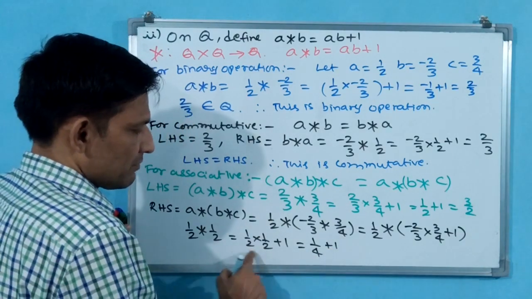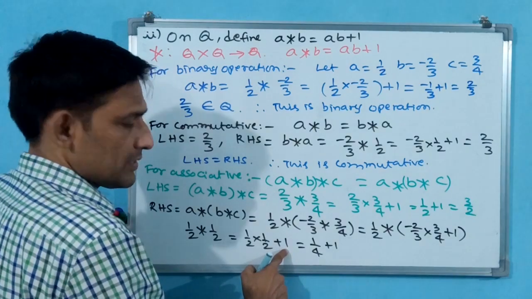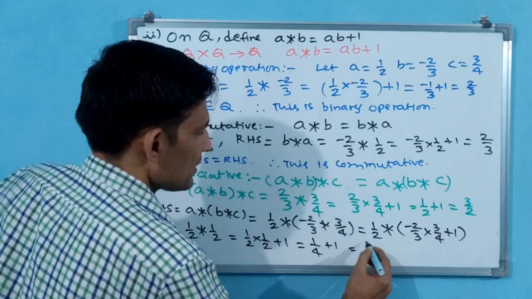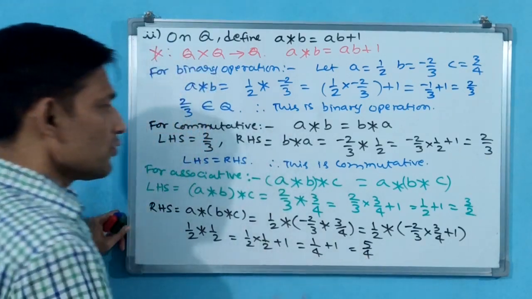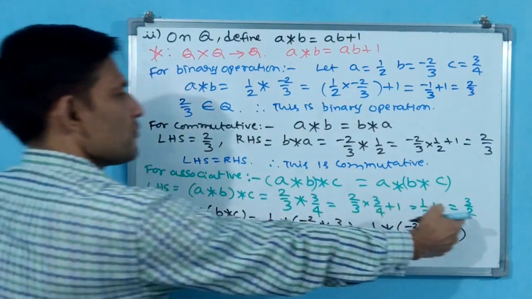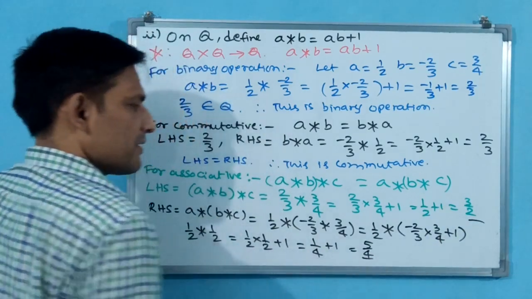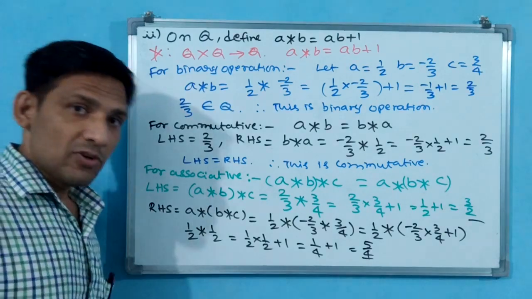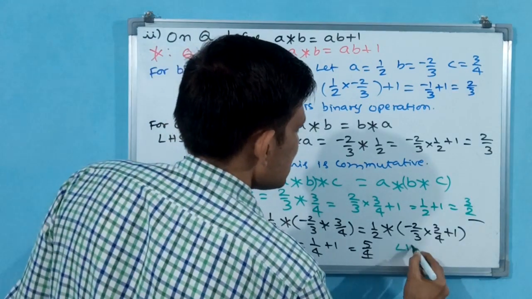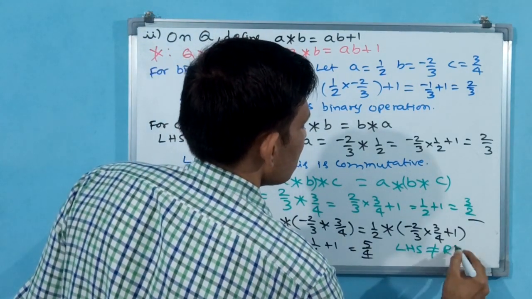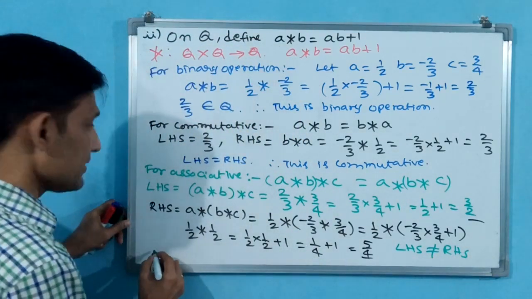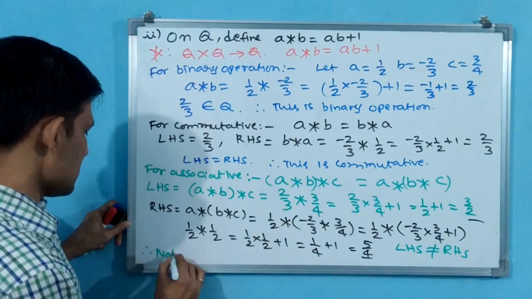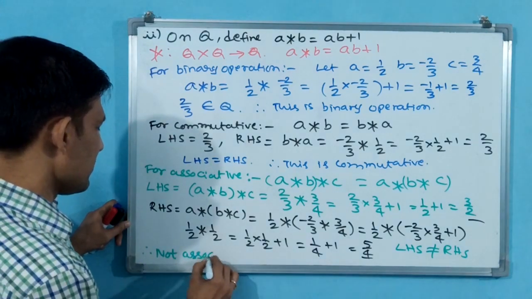Well, this is multiplication, this is addition. 1 plus 4, 5 by 4. That is equal to 5 by 4. Now you tell me, 3 by 2 and 5 by 4, both are different. You write like this: LHS is not equal to RHS. First you write that, then you write not associative. Therefore, not associative.